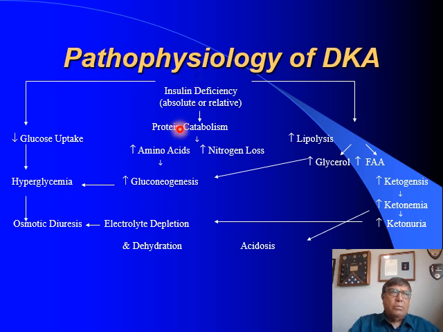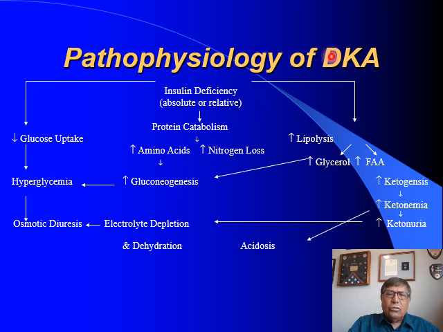What happened to the protein? Because of the insulin deficiency and because of the energy shortage, the protein will start breaking down. There will be protein catabolism, and that will increase the amino acids, and the amino acids increase gluconeogenesis, that in fact increases more glucose in the blood, hyperglycemia. And obviously the nitrogen will be lost through the kidney.